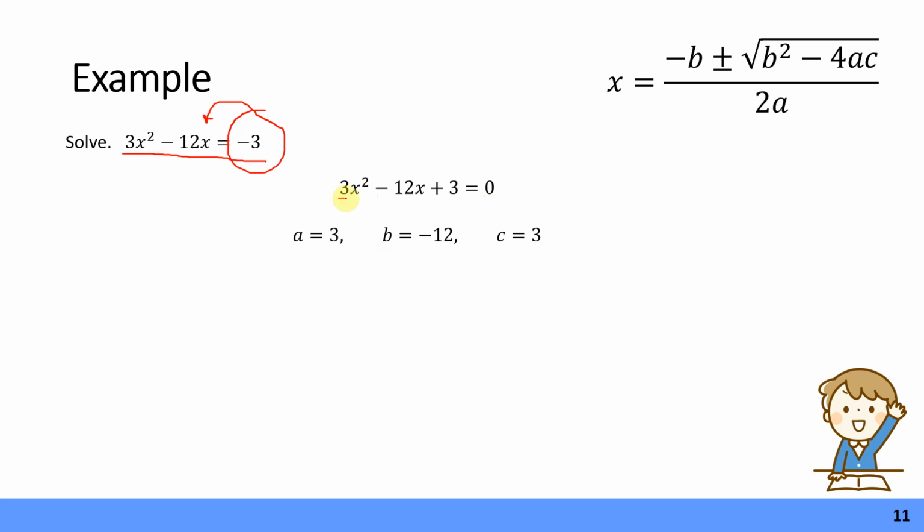So A is your value for the first coefficient. Remember, they're in order. B is your second one, and you do use the negative. And C is going to be the 3. Okay, so those are my A, B, and C values.